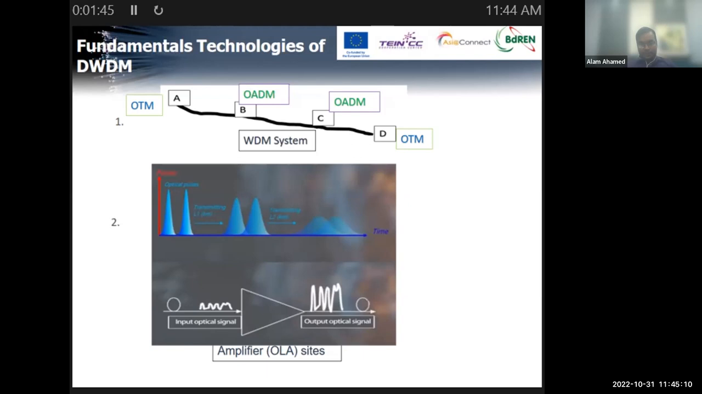Now we can explain OLA. As the DWDM signal is transmitted along the optical fiber, the signal will weaken and may not be detected by the receiver end. To help fix this problem, sites that amplify the optical signal are configured, which are called optical line amplifier, OLA sites.